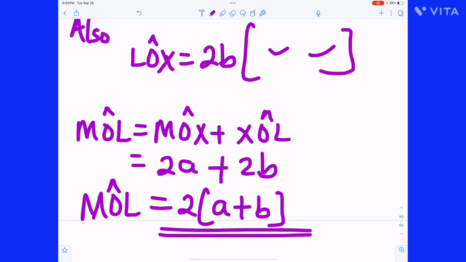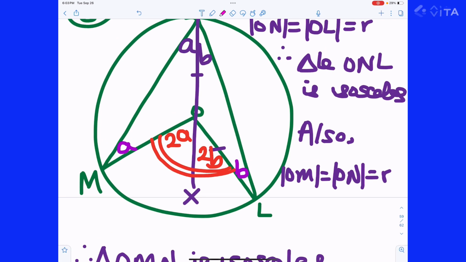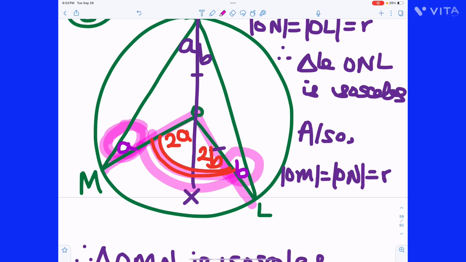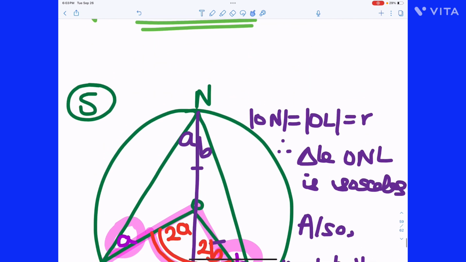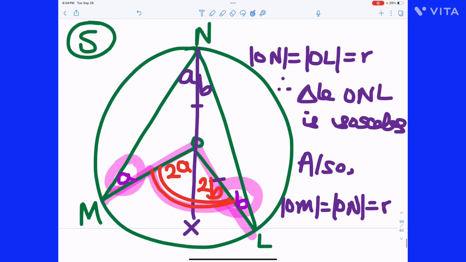We have found an expression for angle MOL, for this angle MOL, in terms of A and B. That ends the exercise. I will send a classwork for this theorem for you to exercise your muscle.